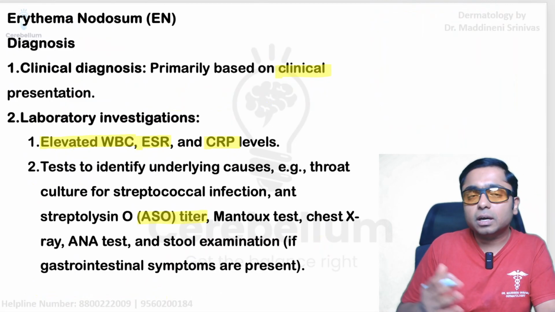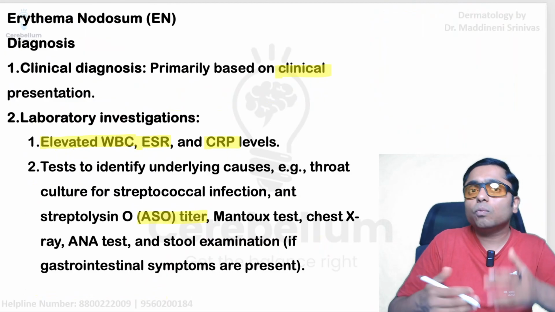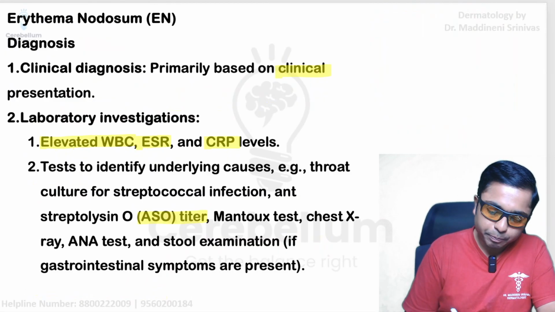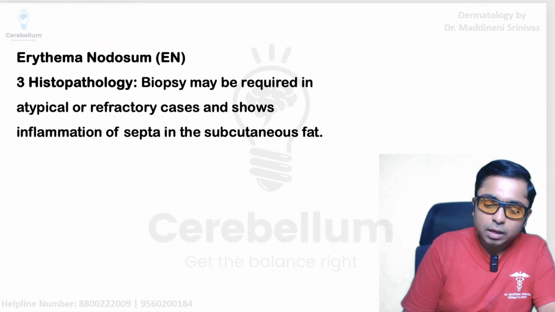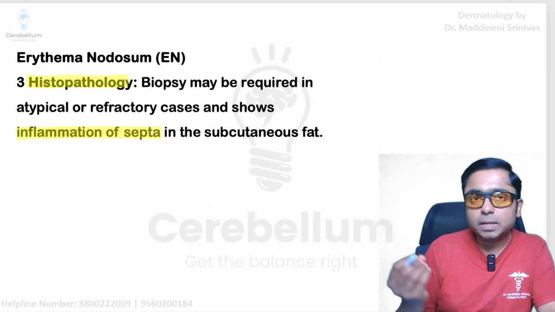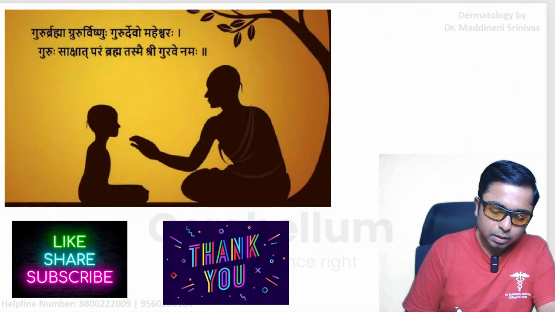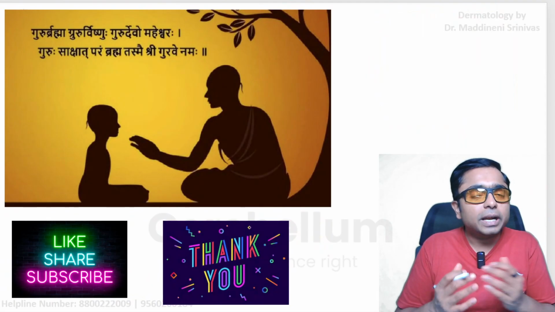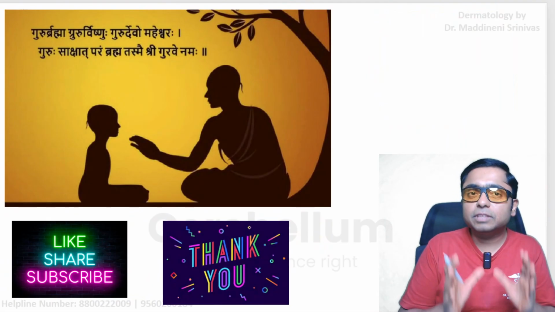So you can just remember the cause and write down what investigation you want to do pertaining to that cause. That will be okay. If you happen to do a biopsy, histopathology is going to show inflammation in the septa of the subcutaneous fat.